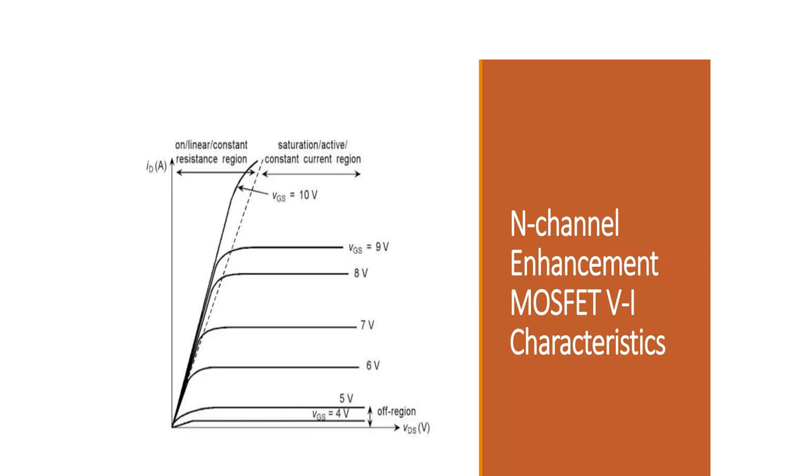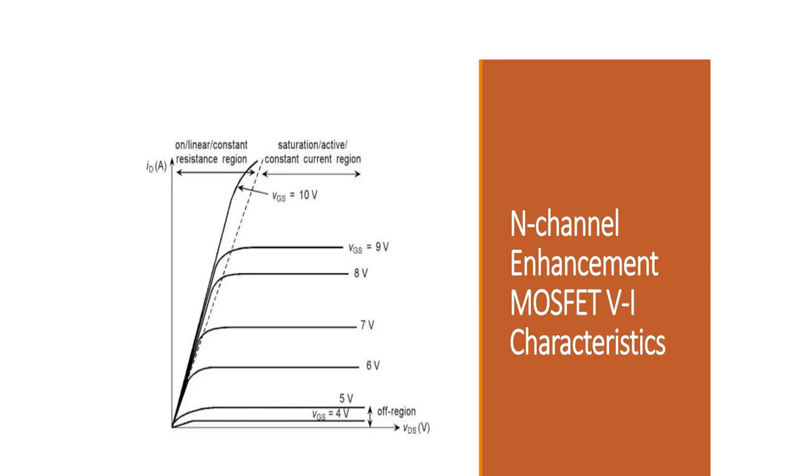Current flows from the source to drain through the conducting channel. This channel acts as a resistance, so the drain current ID is proportional to the drain to source voltage VDS. This gives the linear region or the ohmic region, where a constant resistance is given.